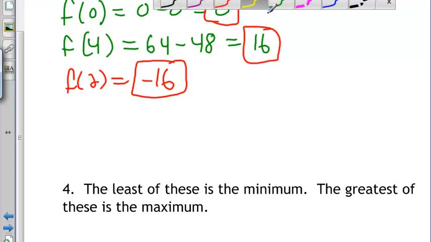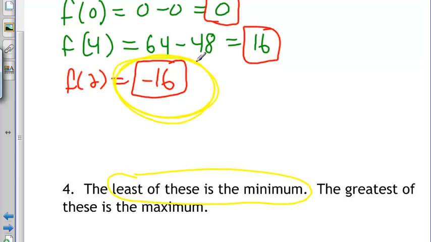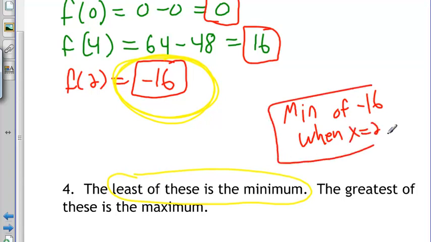So what I'm saying is the least of these is the minimum, right? So the least one is the minimum. Scribbles over it, darn. So the least is the minimum, and this is the lowest value. So I'm going to say we have a min of -16. That's as low as it goes. I'll say when x is equal to 2. That's our minimum. I'll use red for that.